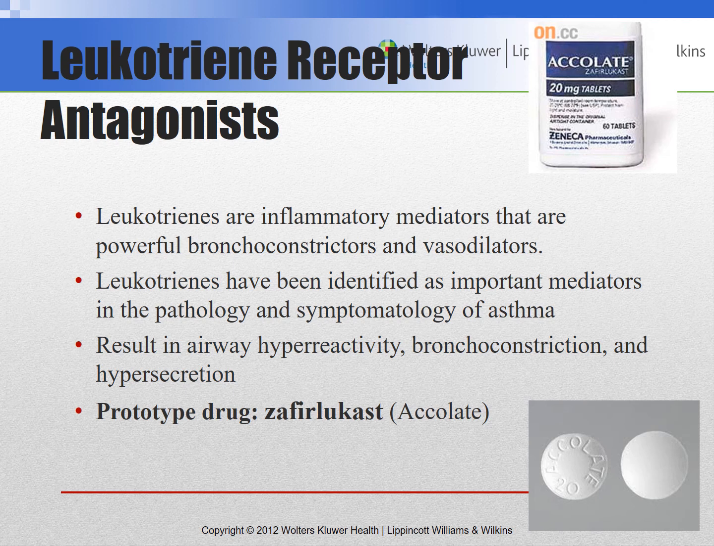The leukotrienes are inflammatory mediators that are powerful bronchoconstrictors and vasodilators. They've been identified as important mediators in the pathology and symptomatology of asthma. They do result in airway hyperreactivity, bronchoconstriction, and hypersecretion. Our prototype drug here is zafirlukast or Accolate. The one you're probably most familiar with is Montelukast, or Singulair is the brand name of it.